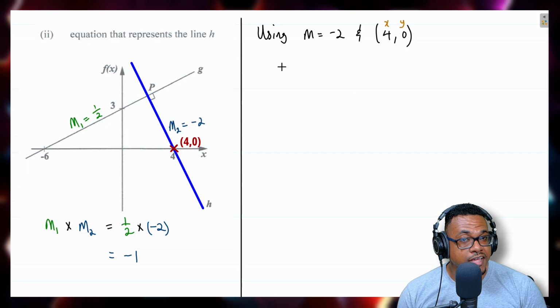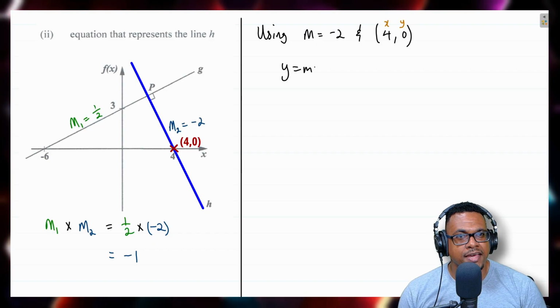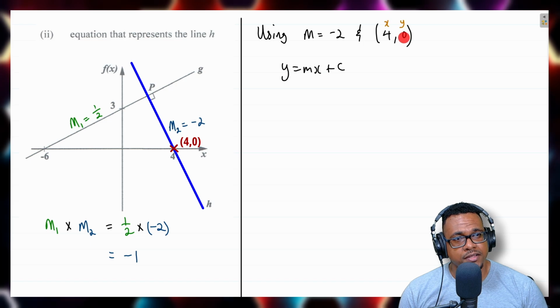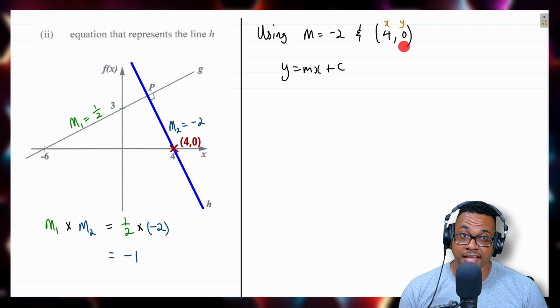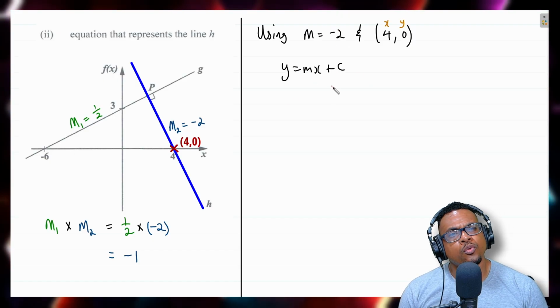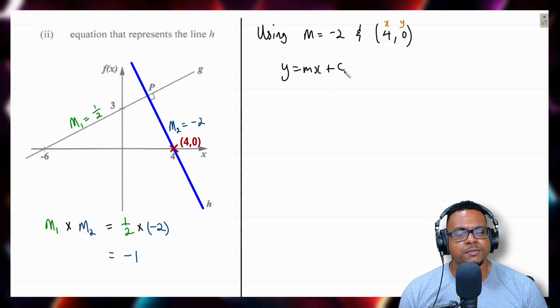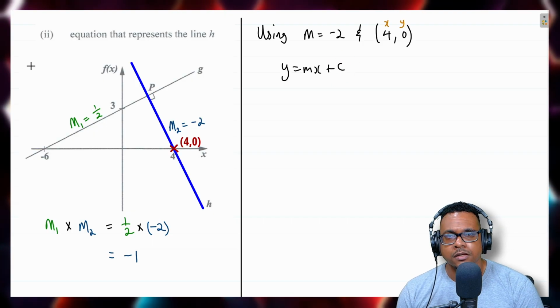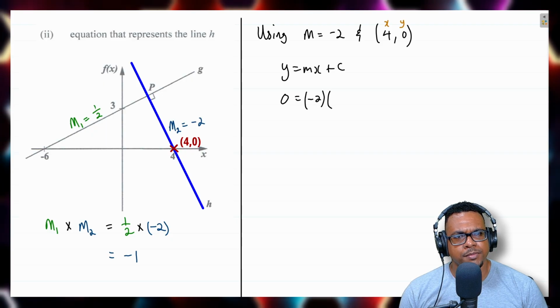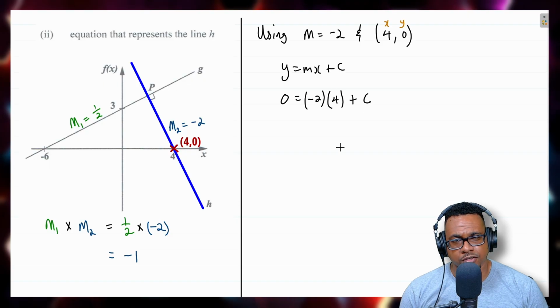The equation of a straight line is in the form y is equal to mx plus c. And therefore, I can replace this y with the y part of the coordinate, the x with the x part of the coordinate that the line passing through, and then the m is the gradient, replacing that with the negative 2. So the only unknown will be c, which means we can solve for c. So for y, I'm putting 0. For m, I'm putting the negative 2. And that's been multiplied by x, and x is 4. And of course, c is my unknown.